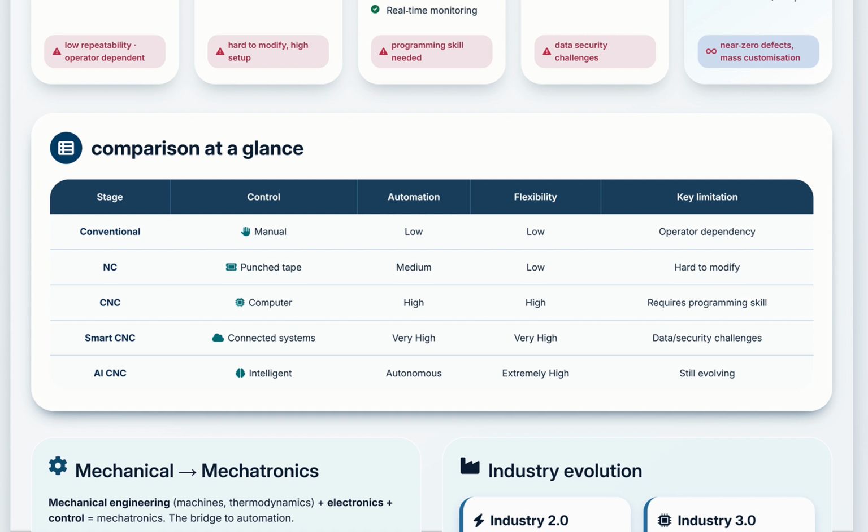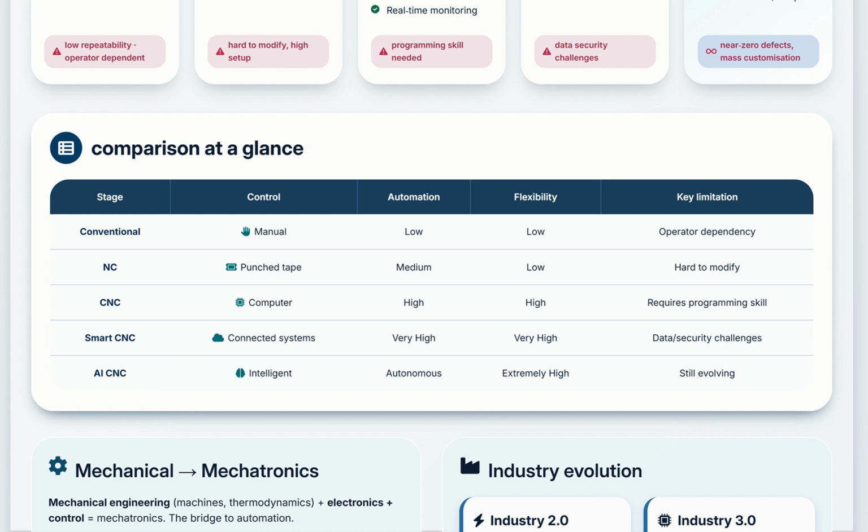And then we have the smart CNC. With smart CNC we are able to connect systems, because in this control we have sensors and advanced systems which can detect humidity, temperature, heat, moisture, and movements like absolute and incremental measuring systems. Automation is very high, and flexibility is very high. The key limitation is data security challenges. Every advancement has its own limitation.